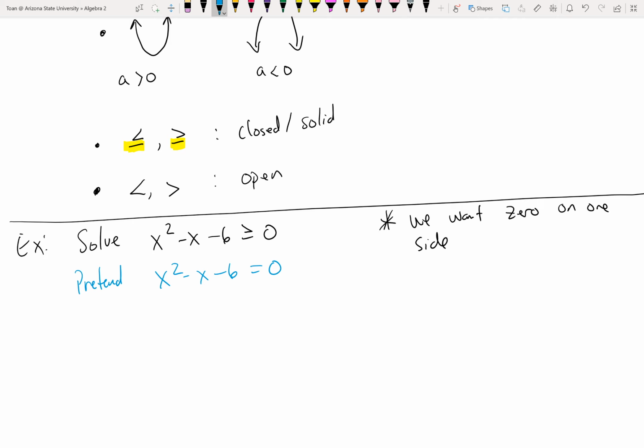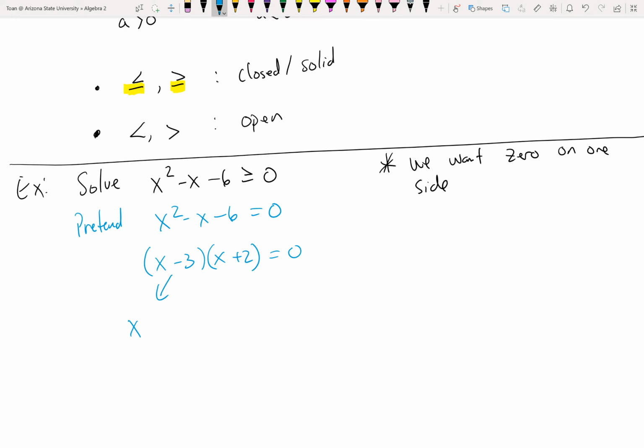So, this is a quadratic equation, so solve it by factoring, solve it by completing the square, solve by quadratic formula, however you can solve it. In this case, it is factorable: x and x, so that's going to be an x minus 3, x plus 2, and then that means it's going to be x equals 3, x equals negative 2.